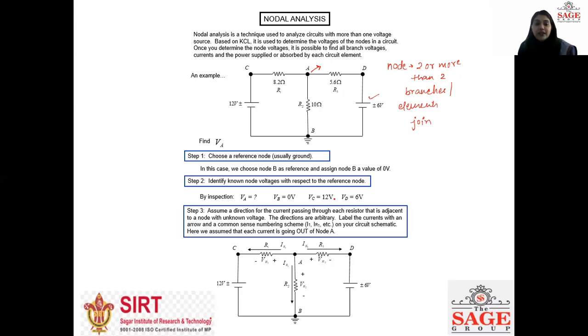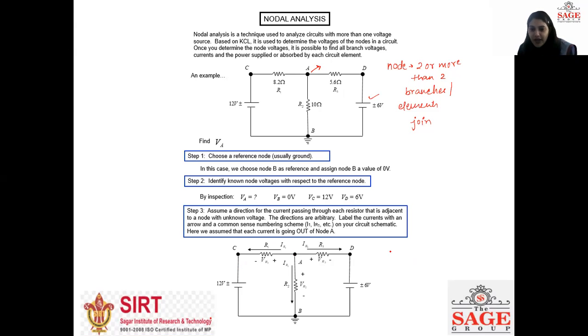Now the third step is to assume a direction for the current passing through each resistor that is adjacent to a node with unknown voltage. The directions are arbitrary. Label the current with an arrow and a common sense numbering scheme on your circuit schematic. Here we assume that each current is going out of node A. And we know that if there is a difference in potential, then only current will flow.